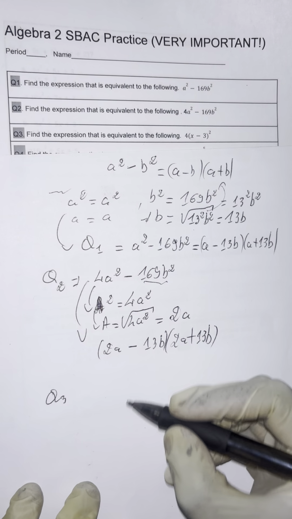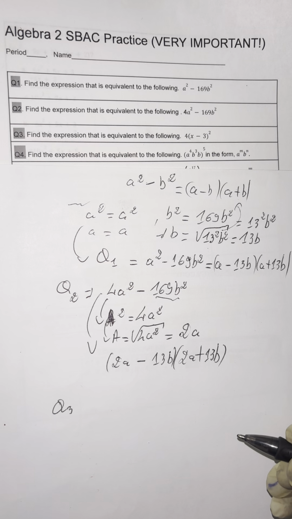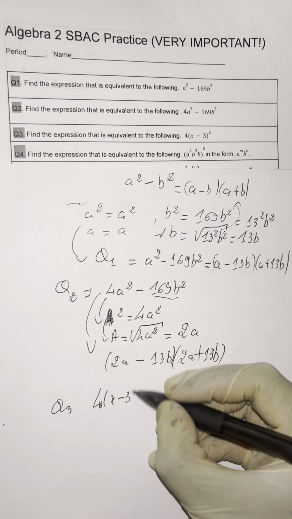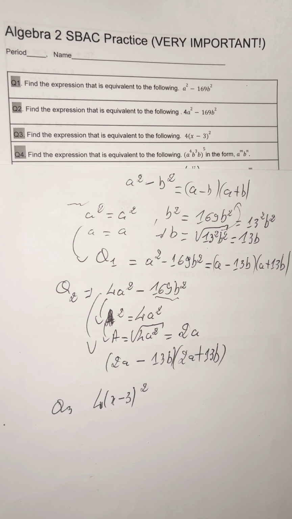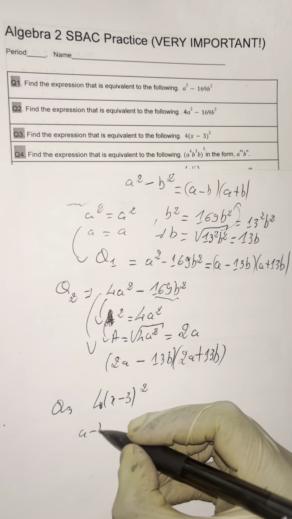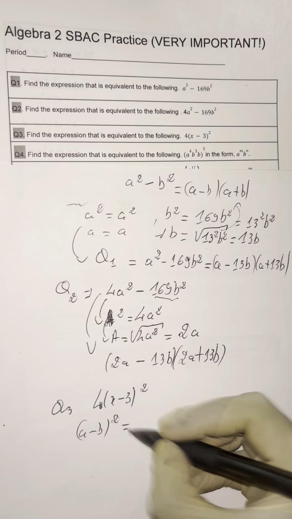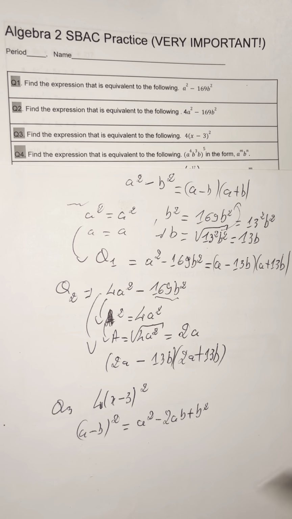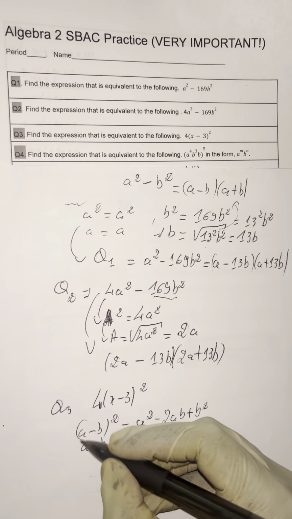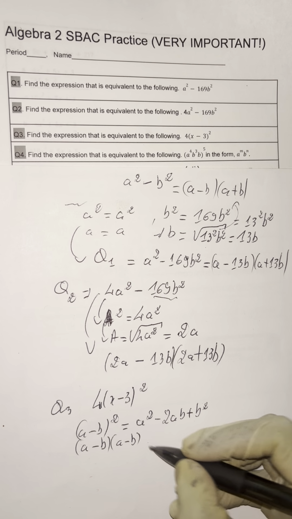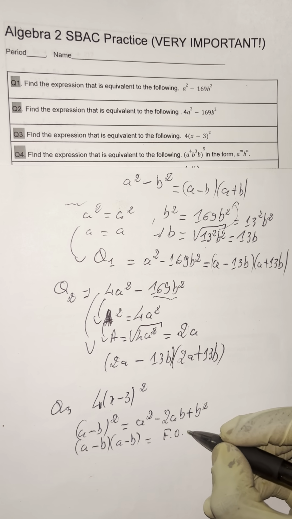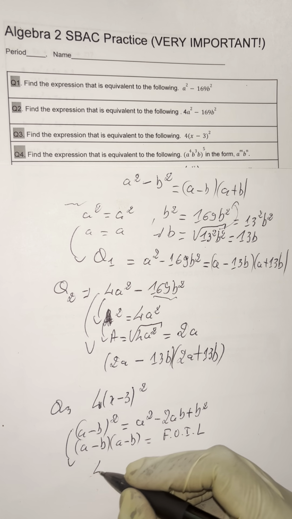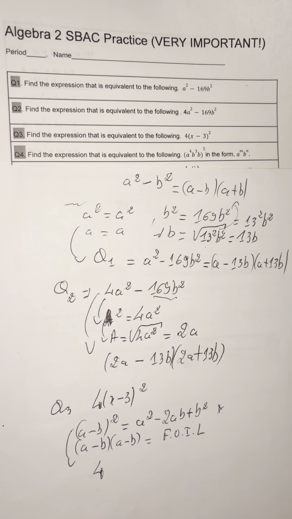Q3, find the expression that's equivalent to the following: 4 times (x minus 3) squared. Again, guys, if you remember the identity formula of a minus b squared, that's simply a squared minus 2ab plus b squared. Or you can turn it into a minus b times a minus b, and go ahead and use FOIL and expand it. So it's up to you guys. You have different ways of solving this one. I'm just going to use the first one, which is my favorite one.